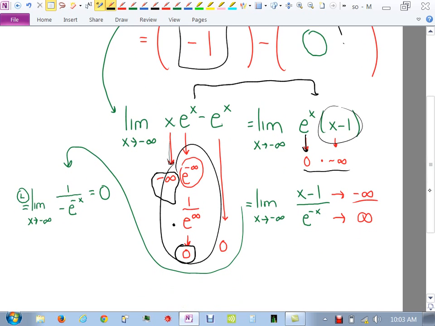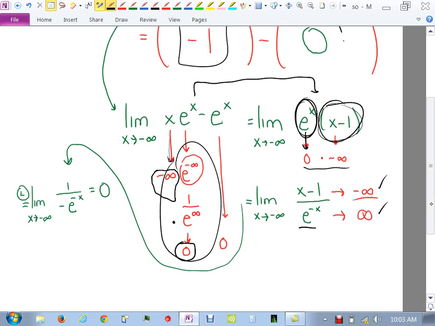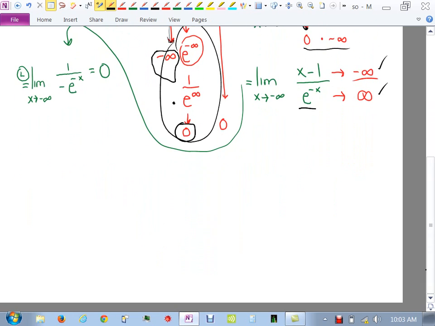Whenever you have 0 times infinity or 0 times negative infinity, you take one of these, your choice, and drop it to the denominator. So I chose to take the e to the x and drop it down, which made it turn into e to the negative x. And now when you let x go to negative infinity, you get negative infinity over positive infinity, and that means you can use L'Hopital's rule on that.